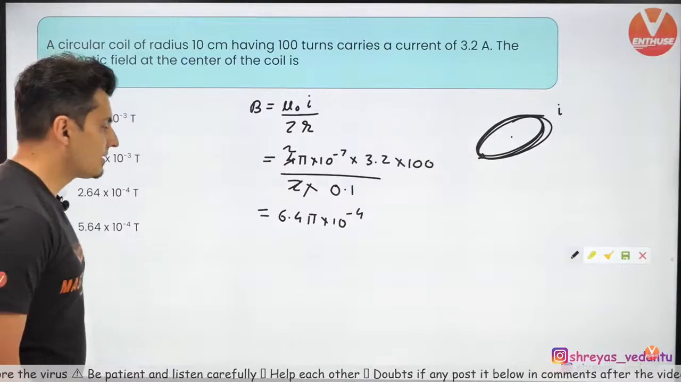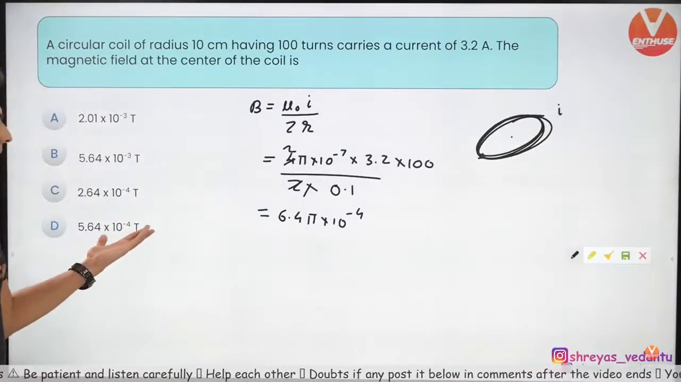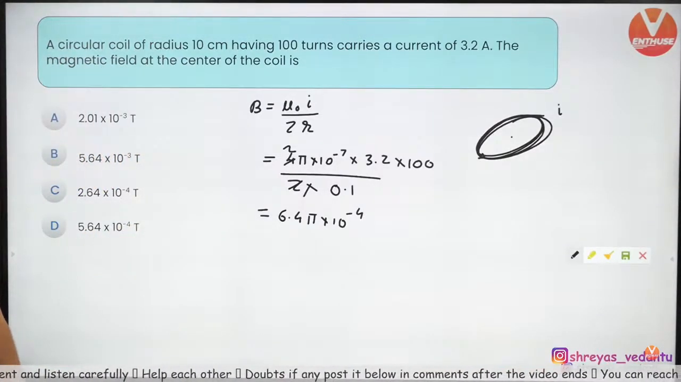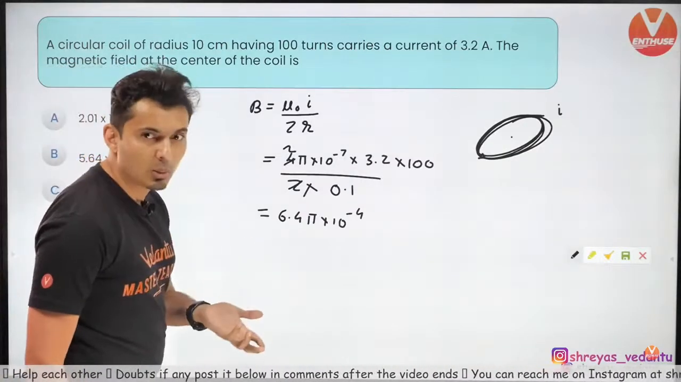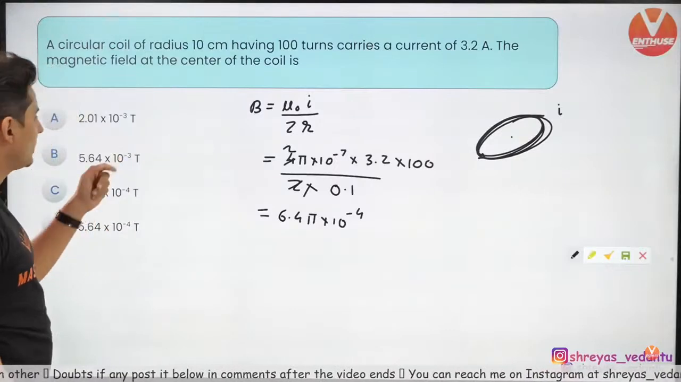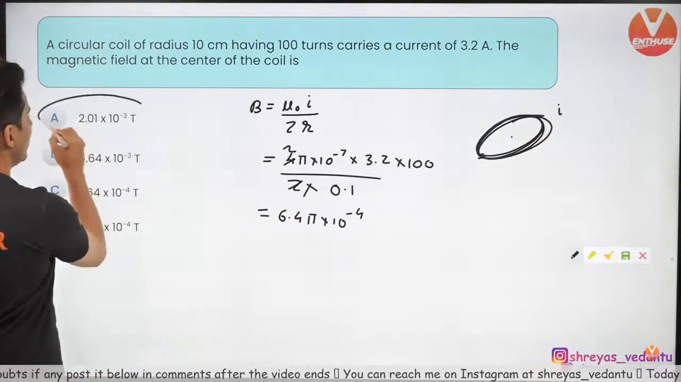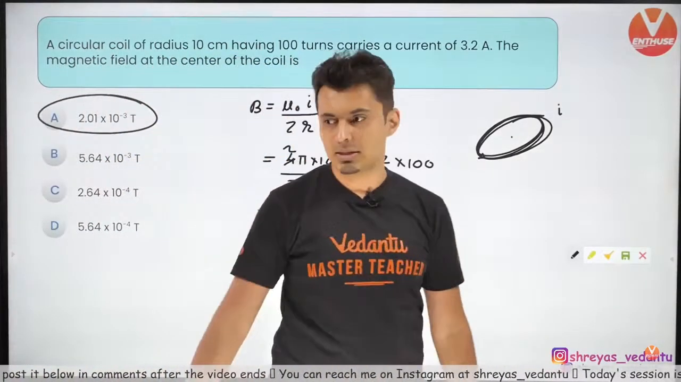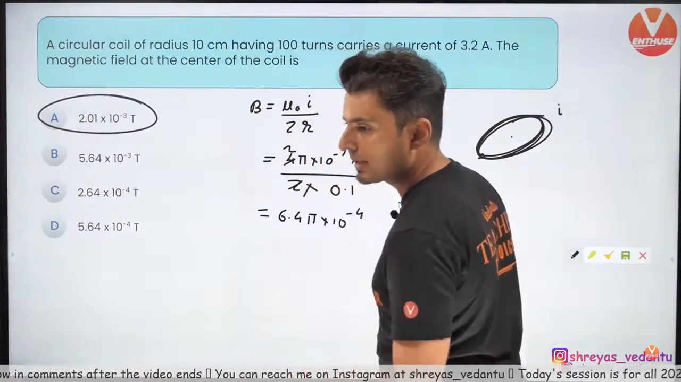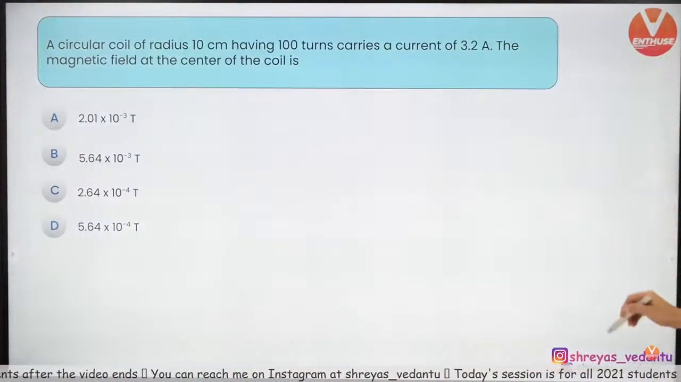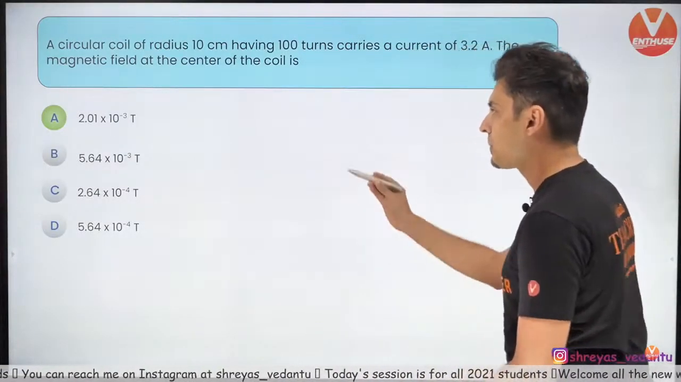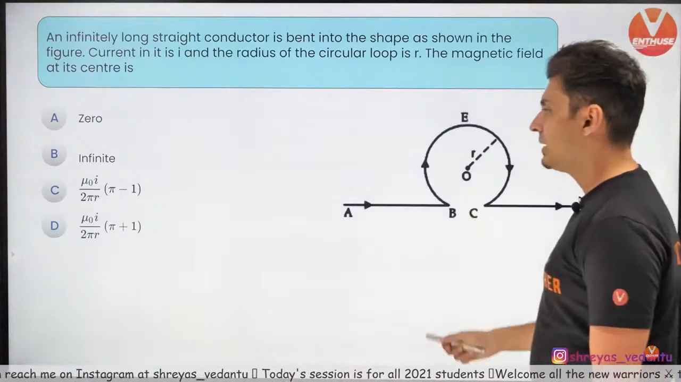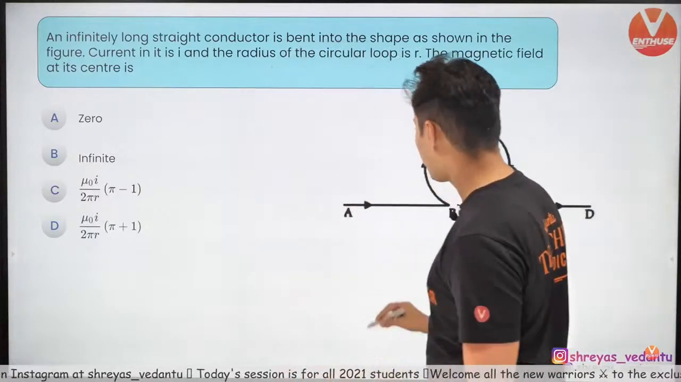So 6 3s are 18. So it will be slightly more than 18. Just check this out. Slightly more than 18. So that will go to 20. So 20 into 10 to the power minus 4. So 2 into 10 to the power minus 3. Around that. Just check this out. Option A. Perfect. Don't skip this chapter. This chapter is easy. Like you can see, directly formula based questions are there. Direct. Okay. Moving to the next question coming up on your screen.